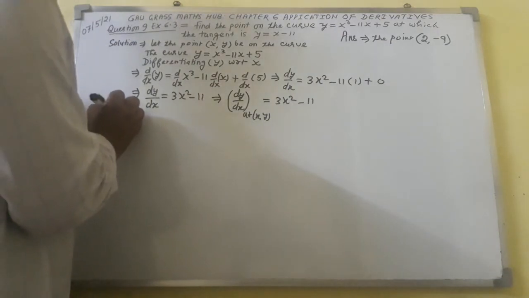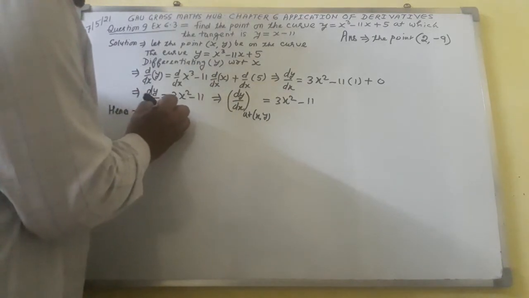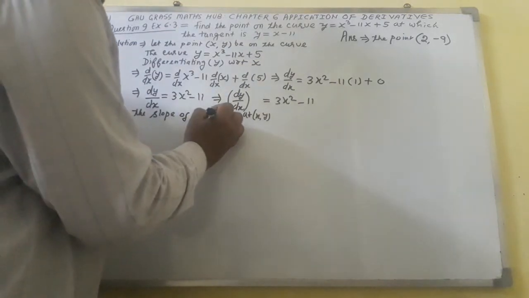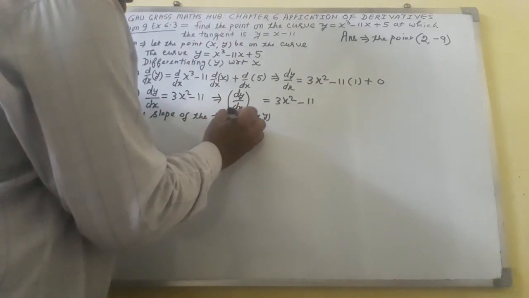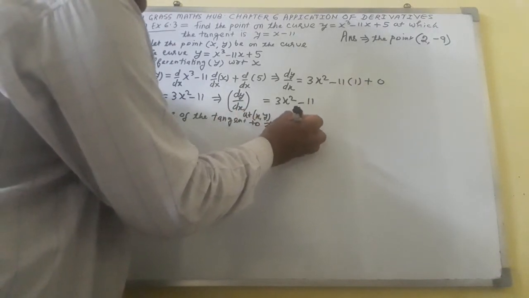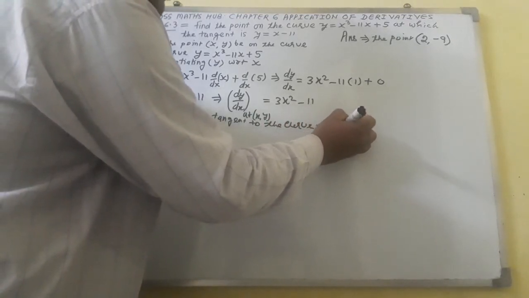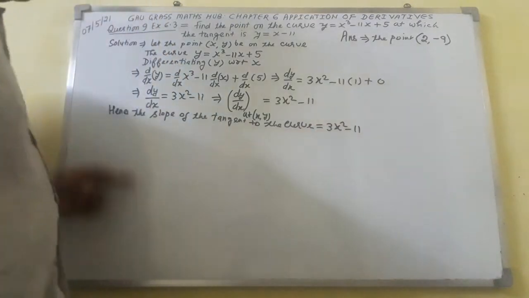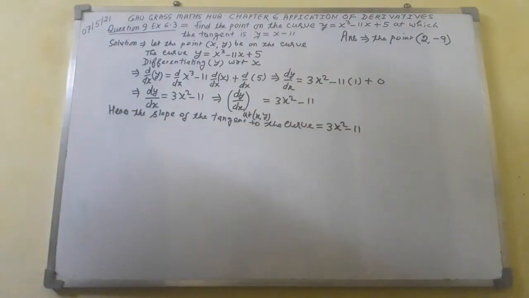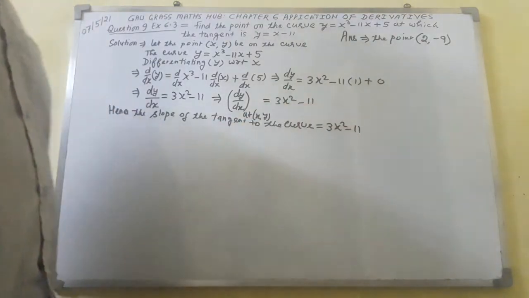Hence, the slope of the tangent to the curve equal to 3x square minus 11.